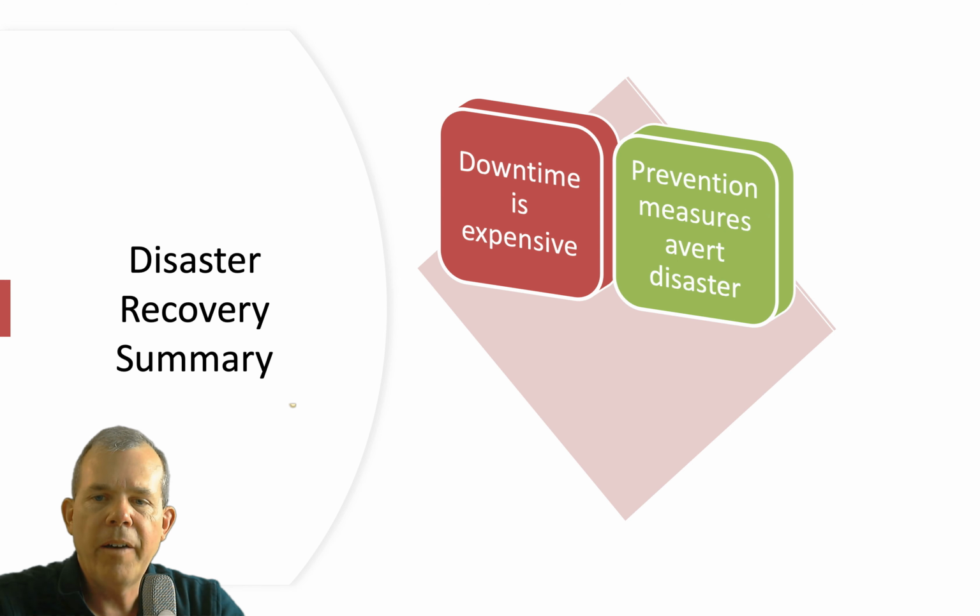Prevention measures avert disaster. So make sure that you've got the proper things in place so that way you're ready to fail over. You're ready to restore from backup. You have a second site to do your business from. You have another communications line that's going to work. The second power supply on your server is going to kick in. You've got the prevention measures to avoid the disaster to begin with.